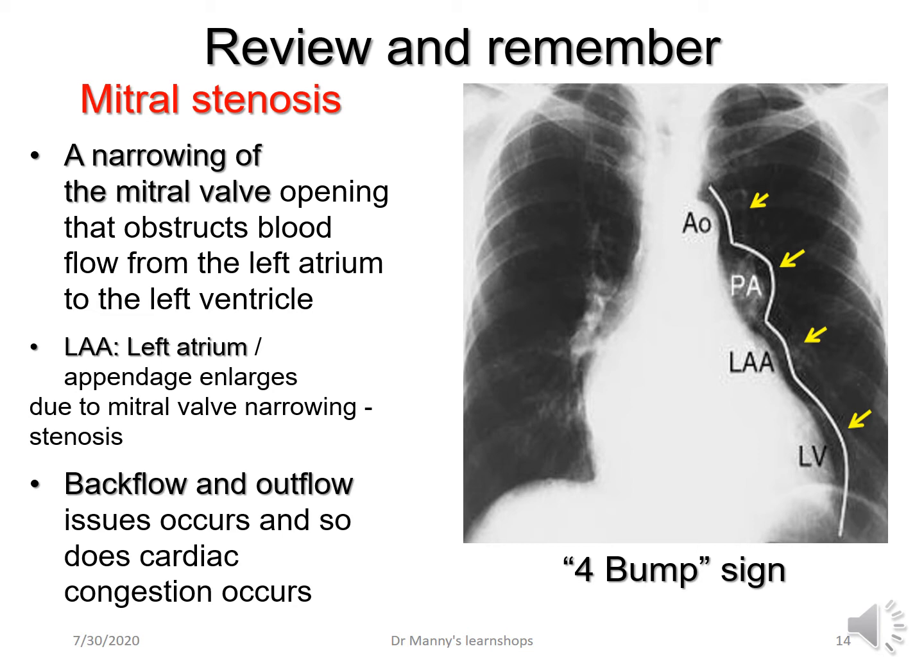And there's typically something called the four bump sign. If you look at the X-ray, there may be four bumps on the image because of congestion. The left atrial appendage enlarges. The left ventricle may enlarge as well. As a consequence of backflow, the pulmonary artery and veins may dilate, and this may even affect the aorta: the four bump sign.